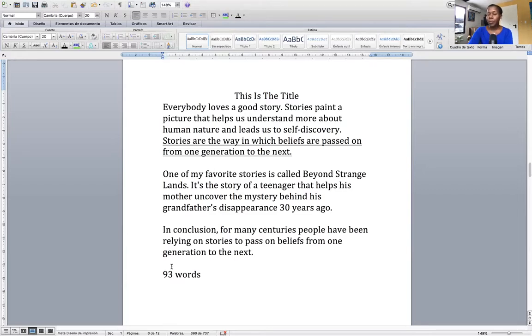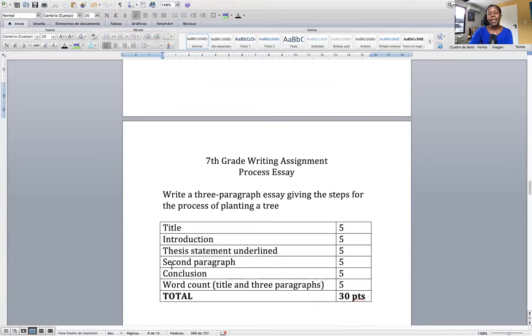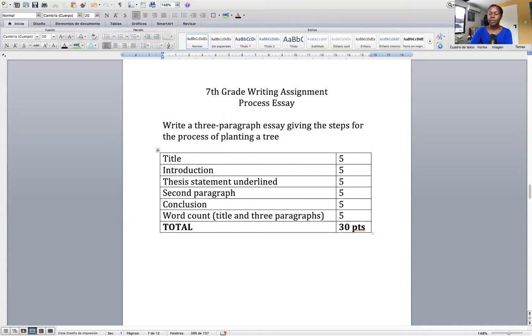So this is the rubric. I changed up the rubric because some of you were thinking that those were questions that needed to be answered. No, they're not. So let's see if in this format it's easier for some of you to understand. 7th grade writing assignment, remember, is not work of writing nor writing work. It's writing assignment. You are going to write a 3-paragraph essay given the steps for the process of planting a tree. So in your first paragraph, you're going to introduce why trees are important.